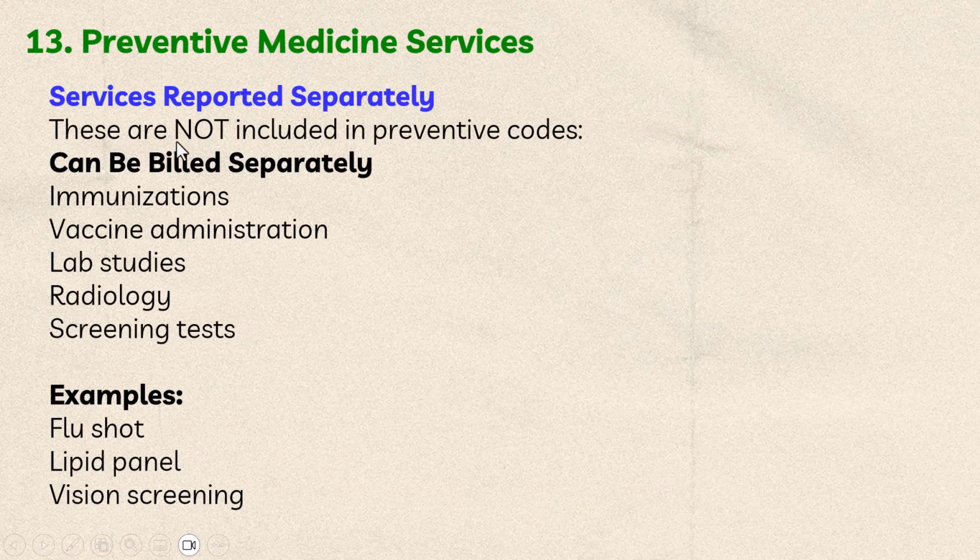And these services are not included in the preventive codes. These can be billed separately. For example, immunization, vaccination administration, lab studies, radiology, and screening tests. These are not included in the preventive services. So for example, flu shot, lipid panel, vision screening. Those are not included in the preventive medicine services.